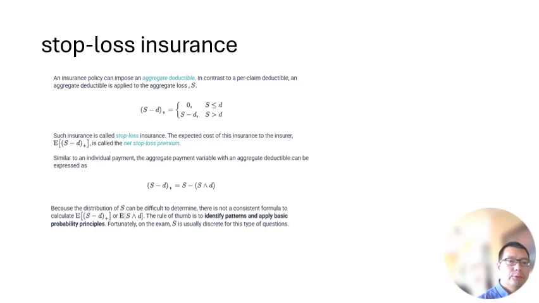Because the distribution of S can be difficult to determine, there is not a consistent formula to calculate the expected value of (S - D)+. The rule of thumb is to identify patterns and apply basic probability principles. Fortunately, in this exam, S is usually discrete for this type of question.